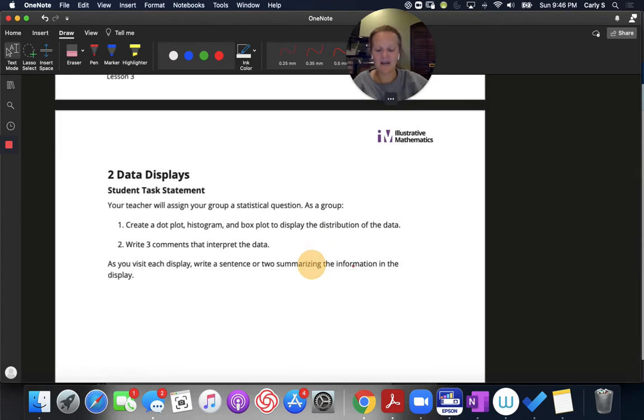All right, so I'm going to do a statistical question, all right? And we're going to create a dot plot, histogram, and box plot to display the distribution of data, all right? So we're going to do this. I'm going to push pause and get your data for you. We'll talk a little bit about the data, but we're all going to do the same one, okay? So let me push pause so I can write this out.